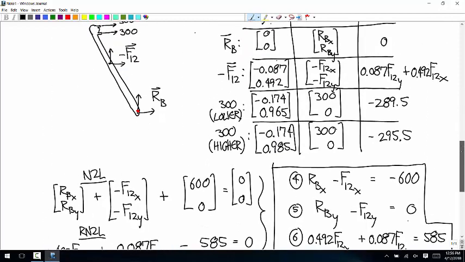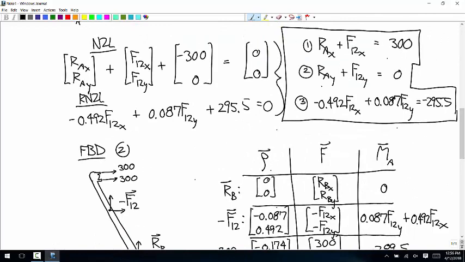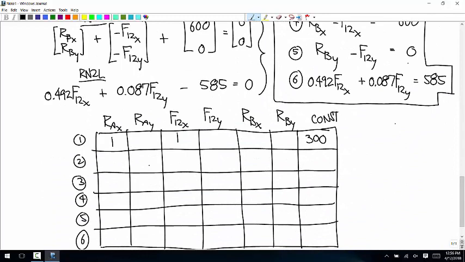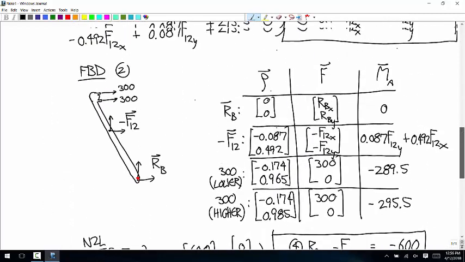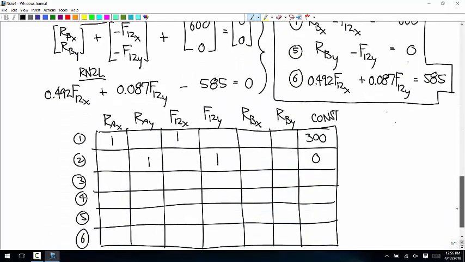Then equation 2, we just have 1 RAY plus 1 F12Y is equal to 0. Equation 3, F12X, we have negative 0.492. F12Y, we have 0.087. And the constant is negative 295.5.